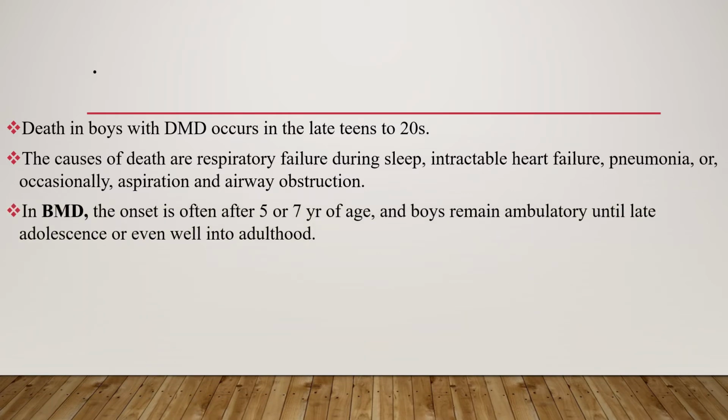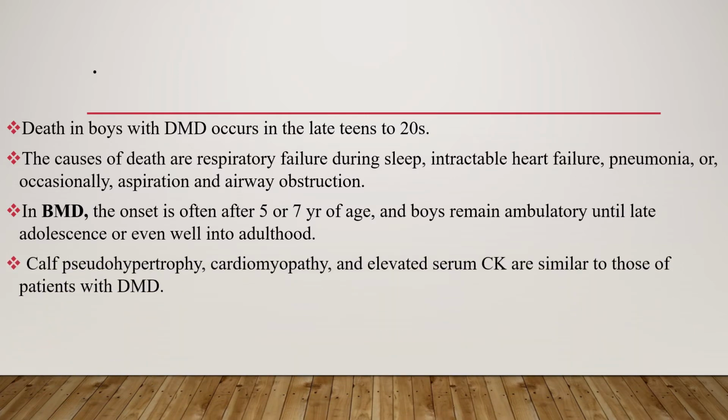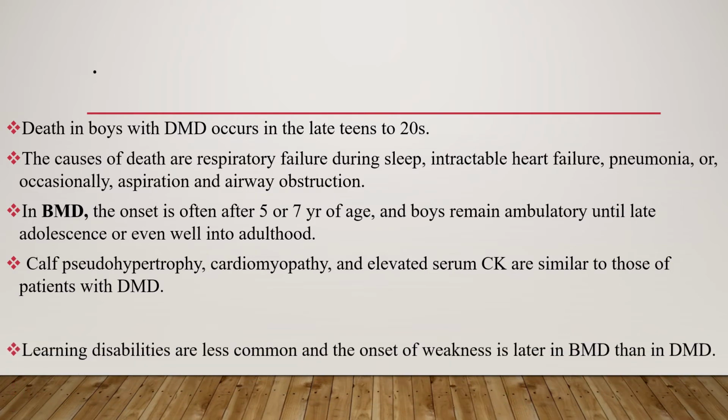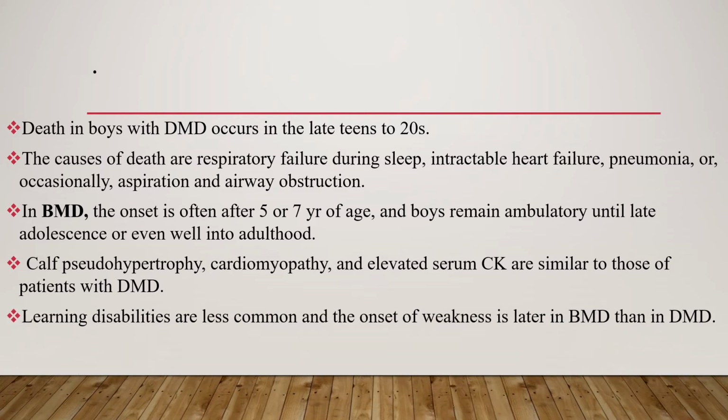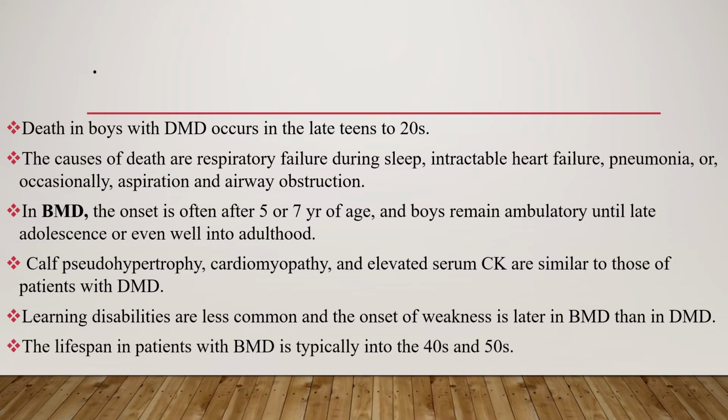In Becker's muscular dystrophy, the onset is often after 5 to 7 years of age, and the boys remain ambulatory until late adolescence or even well into adulthood. Calf muscle hypertrophy or pseudohypertrophy, cardiomyopathy, and elevated CK are similar to those of patients with Duchenne muscular dystrophy. Learning disabilities are less common, and the onset of weakness is later in Becker's muscular dystrophy than in Duchenne. The lifespan in patients with Becker muscular dystrophy is typically into the 40s and 50s.